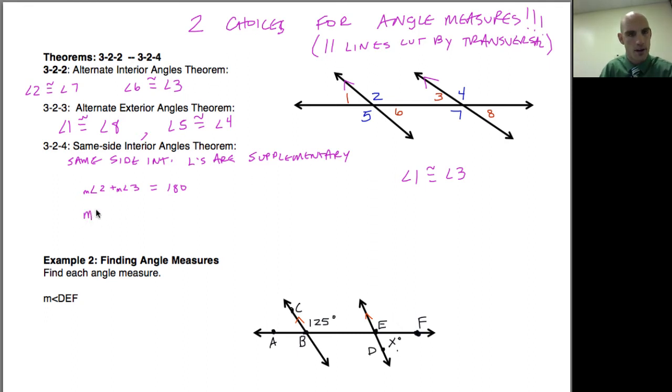Also, the measure of angle 6 plus the measure of angle 7 is 180. So these are same side interior. These are same side interior. 180 degrees together. 180. Okay? Two choices. It's either the little one or the big one.